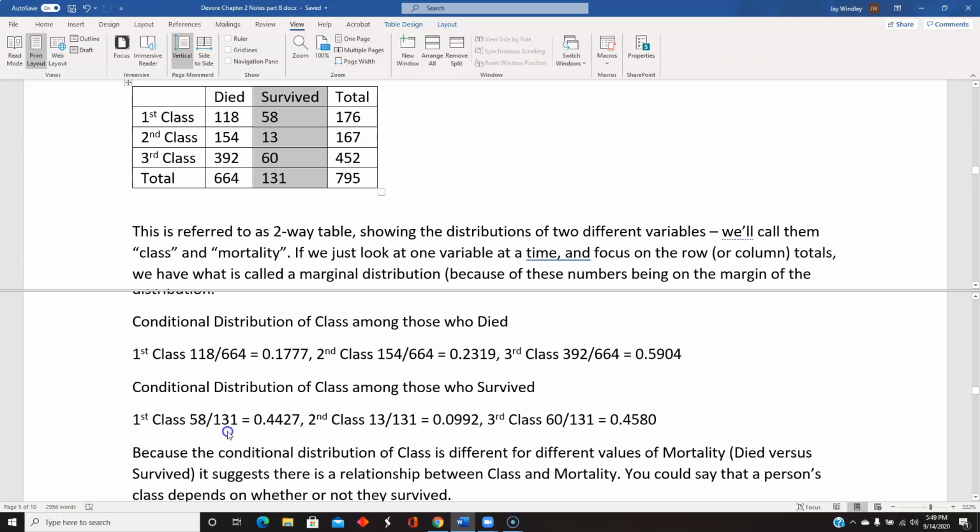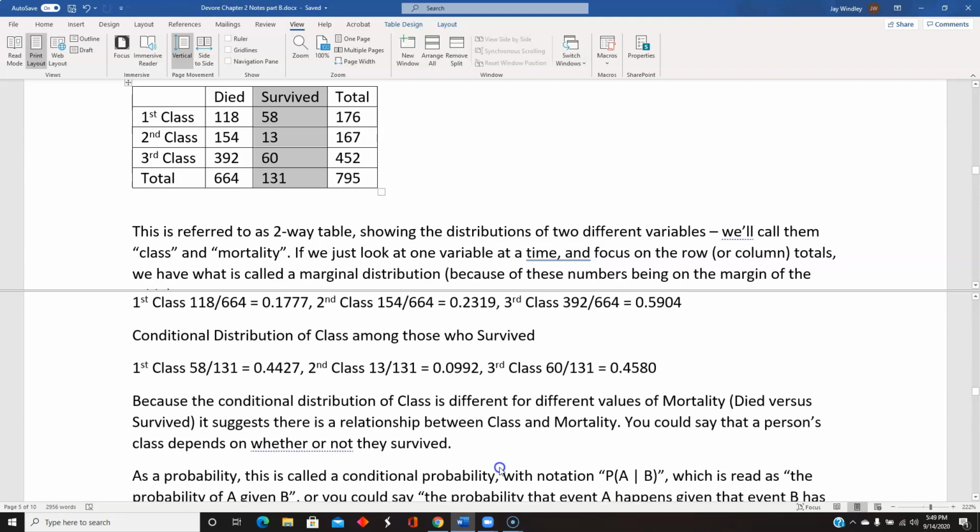And because this distribution of class is different for the different values of mortality, so among those who died, 17% were first class, but among those who survived, 44% were first class. Because these distributions of class are different for the two different values of mortality, that suggests that there's a relationship between class and mortality, or you could say that someone's class depends on whether or not they survive, depends on their mortality. As a probability, this is also called a conditional probability.